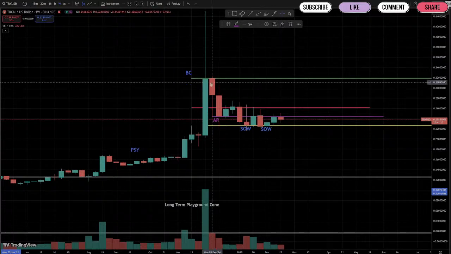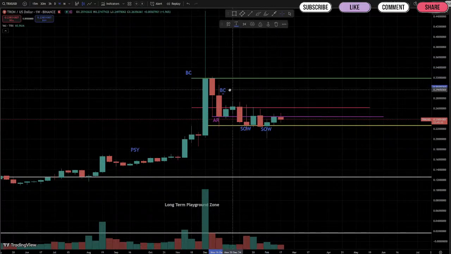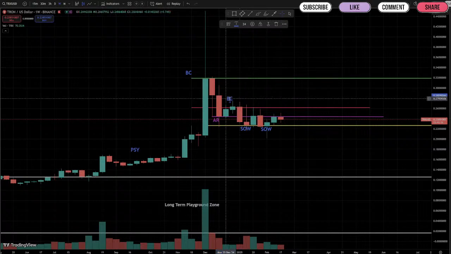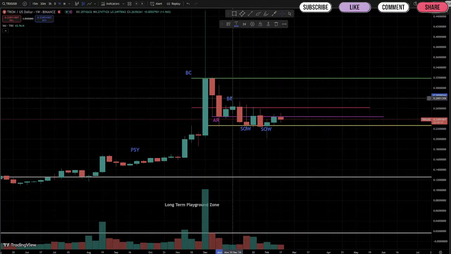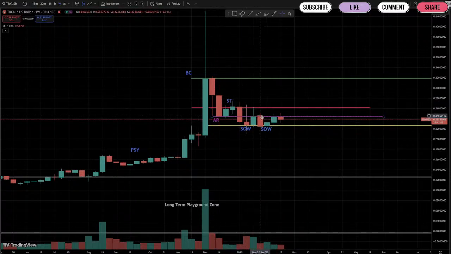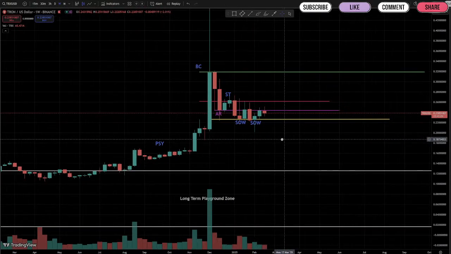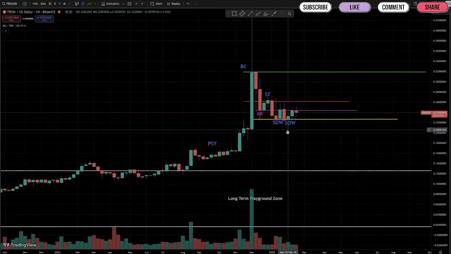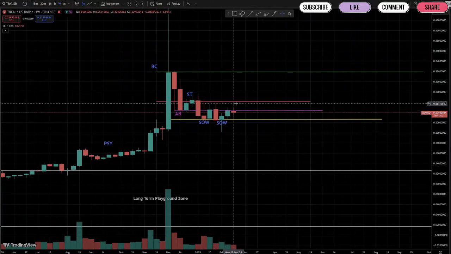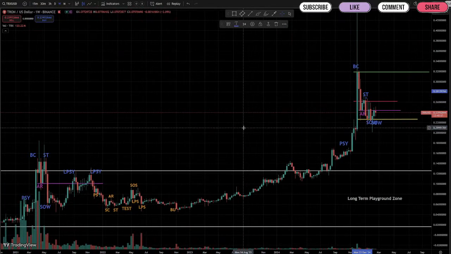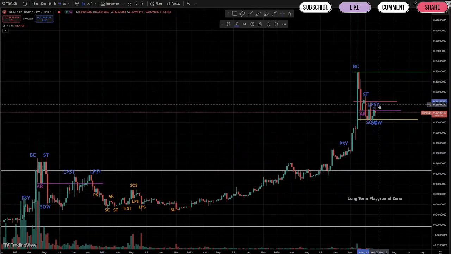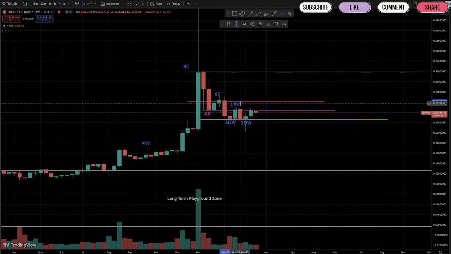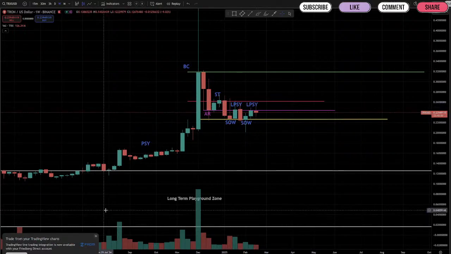Let me pull this out. Let's say this is where the second test was, a very tiny second test, and then now we're at this level. Well, we can also call these LPSY as well. So for simplicity, let me pull this over. We've got two LPSY already.